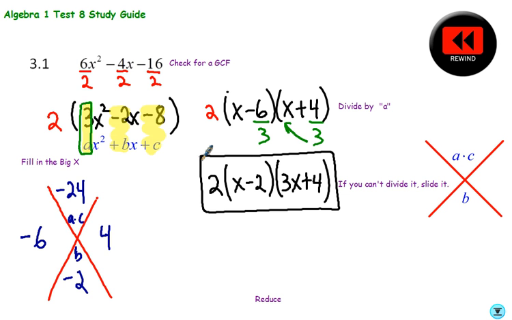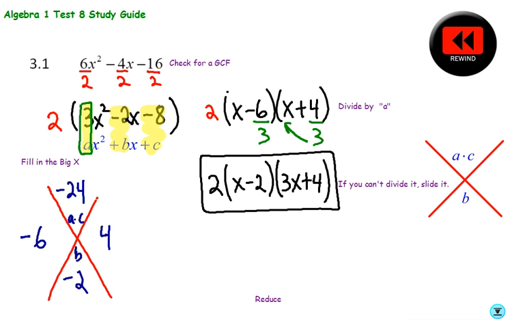Again, the order doesn't matter, by the way. If you put 3x plus 4 and x minus 2, that would be the exact same thing. So if you recall, multiplication is commutative, meaning that the order does not matter. All right, so go ahead and pause now. Try 3, 2 in the middle.